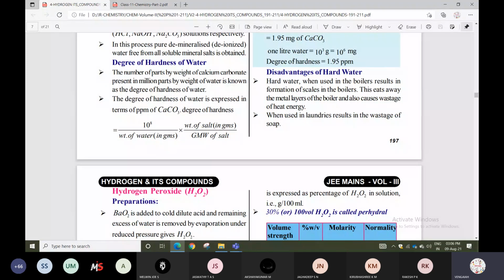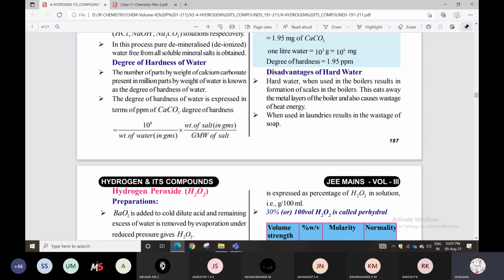You can check it: if you store salt water for some days, what will happen? You get layers, that is, scales in the boilers. Nowadays in many areas we have only hard water, not normal water. You know the disadvantages of hard water: you get scales in the boiler and it causes wastage of heat energy. When you use it in laundries, there is also wastage of soap, so you use more soap because it does not give any lather.